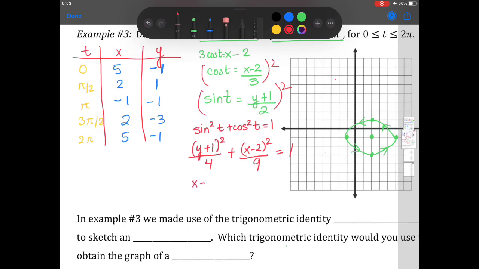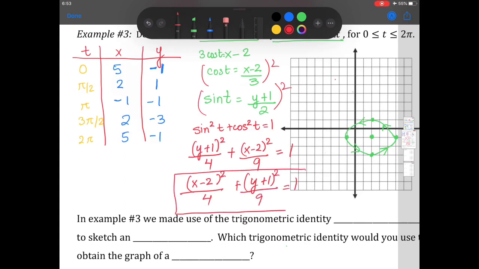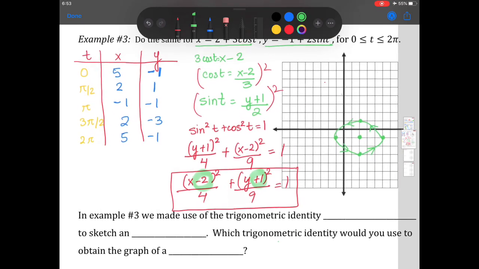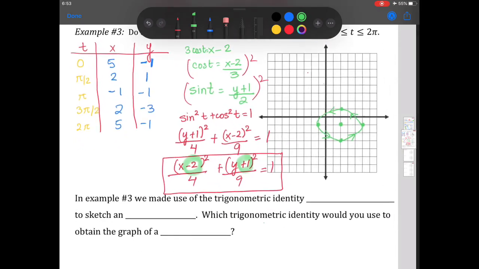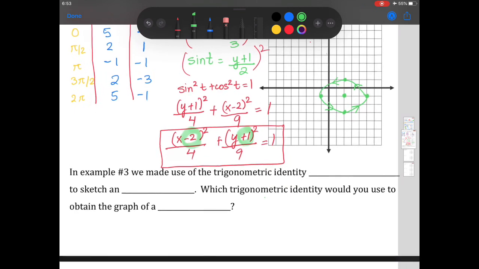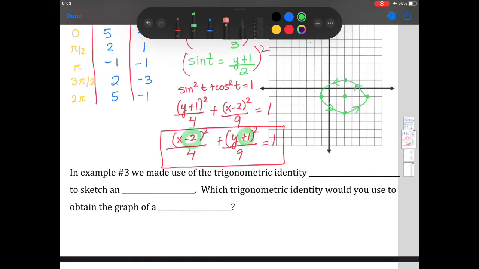I'm going to write my x term first because I usually write that. So x minus 2 squared over 9 plus y plus 1 squared over 4 equals 1. And that's your equation of the ellipse, right? And with the center, if you were to check, look at this. The center is what? It's always the opposite, 2, negative 1, right? So that's how you would do any sine cosine equations. Just square them and you'll get your equation of the ellipse or circle, depending on what your denominators are.